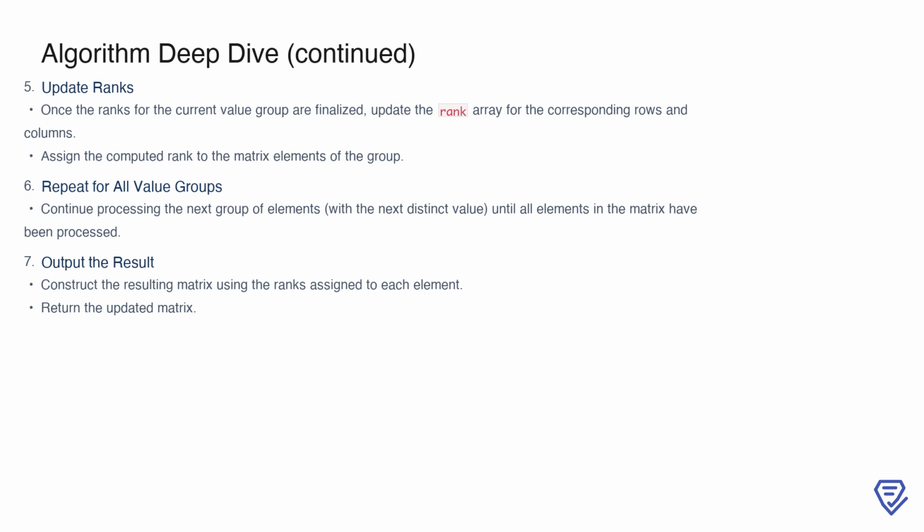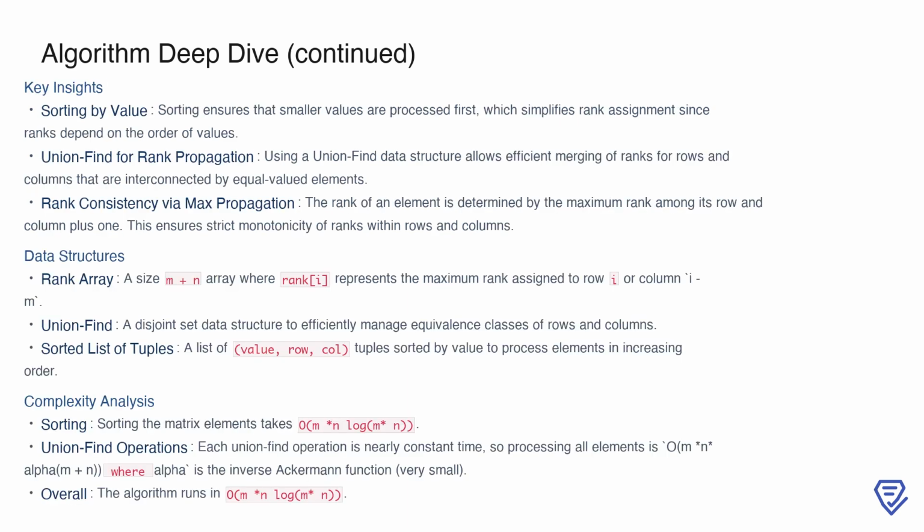This updated matrix, where each element's value is replaced by its computed rank, is returned as the output. The key insights behind this algorithm are its systematic approach to rank assignment and the use of efficient data structures. Sorting the matrix elements by value is critical, as it allows ranks to be assigned incrementally based on value order. The union-find data structure plays a pivotal role in maintaining rank consistency by efficiently merging rows and columns that are interconnected by elements of equal value.